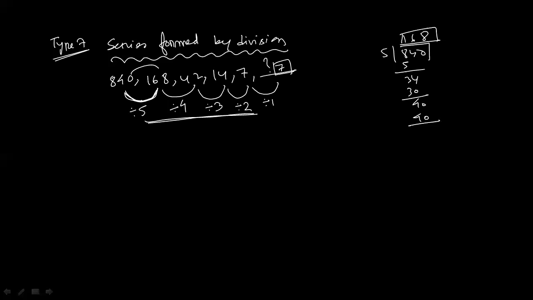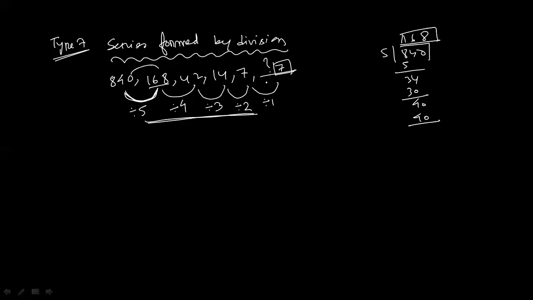By which number do we have to divide 840 to get 168? If you divide 840 by 5, you will get 168. In the same way, to get 42 from 168, you have to divide by 4. If you take these two numbers, you will easily get the concept of which weight is going on. The dividers are decreasing by 1: 5, 4, 3, 2. So the next number will be 1, and if you divide 7 by 1, it will be 7.